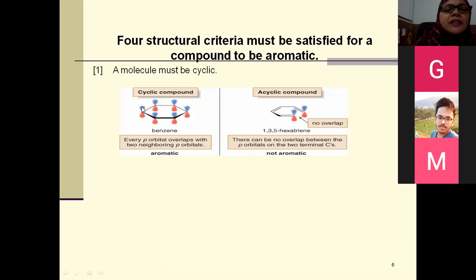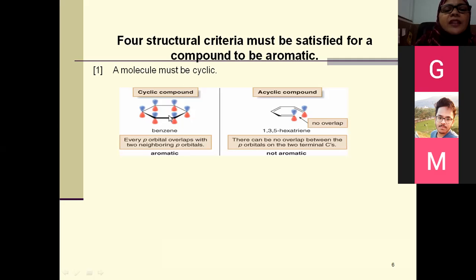If you consider the first carbon atom, its p orbital is overlapping with the p orbitals of the two neighboring carbon atoms. Similarly, if you consider this carbon atom, it overlaps with this and this. So any carbon atom you consider in this ring overlaps with the neighboring two carbon atoms. That's why we call it an aromatic compound. It is a cyclic compound, so it is aromatic. But here you can see that in this structure also we have 6 carbon atoms.